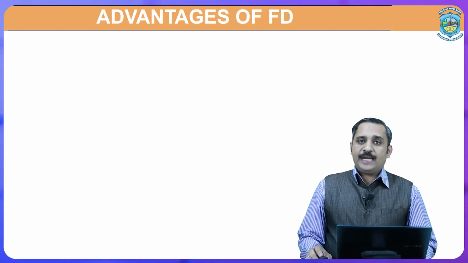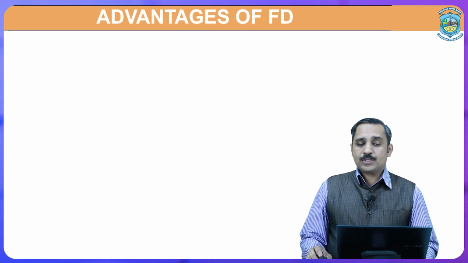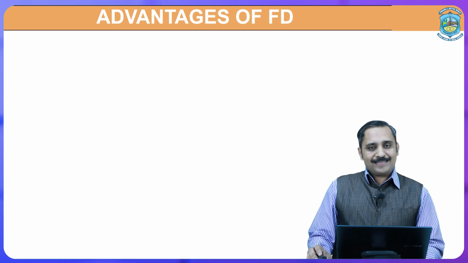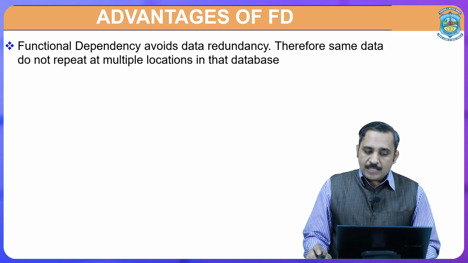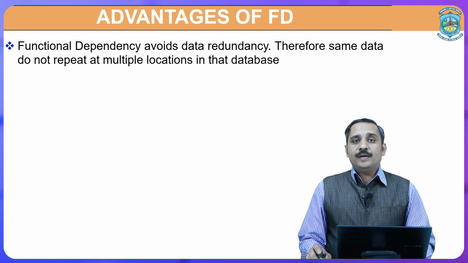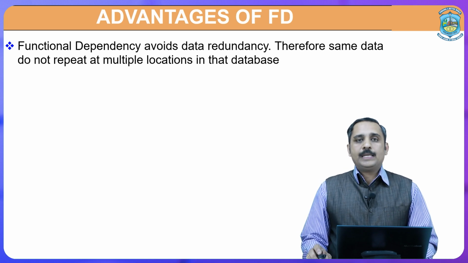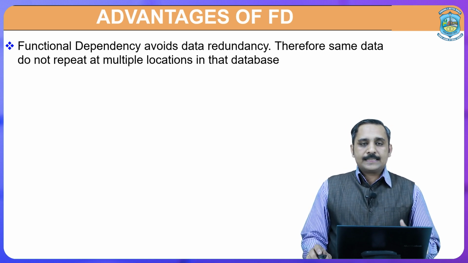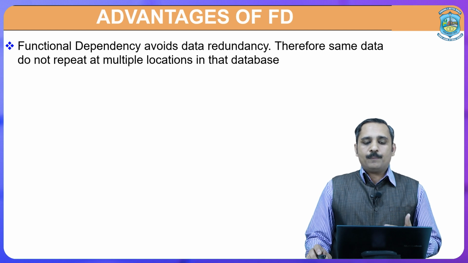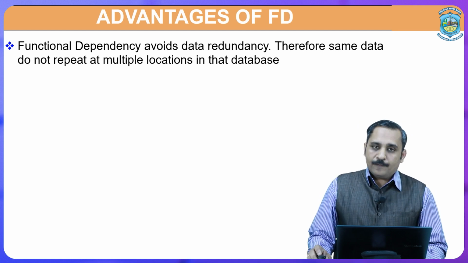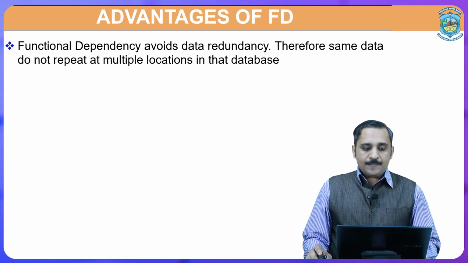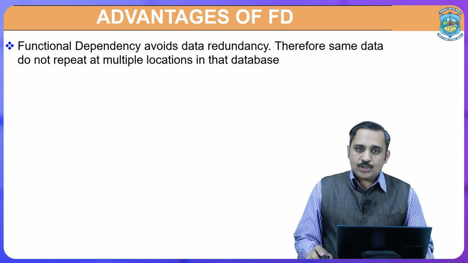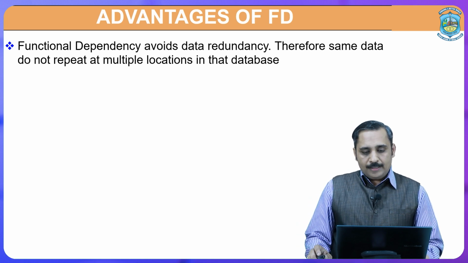Now, let us see what are the advantages of using functional dependencies in designing effective databases. The first and foremost is that functional dependency avoids data redundancy. It means duplication of data. Therefore, the same data does not repeat at multiple locations in the database, so that our data is in a consistent state and there will not be any ambiguity in our data. That means functional dependencies are essential to avoid redundancy in data.